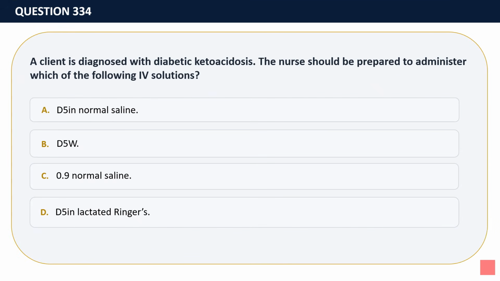Question 334. A client is diagnosed with diabetic ketoacidosis. The nurse should be prepared to administer which of the following 4 solutions? A. D5 in normal saline. B. D5W. C. 0.9 normal saline. D. D5 in lactated Ringer's.